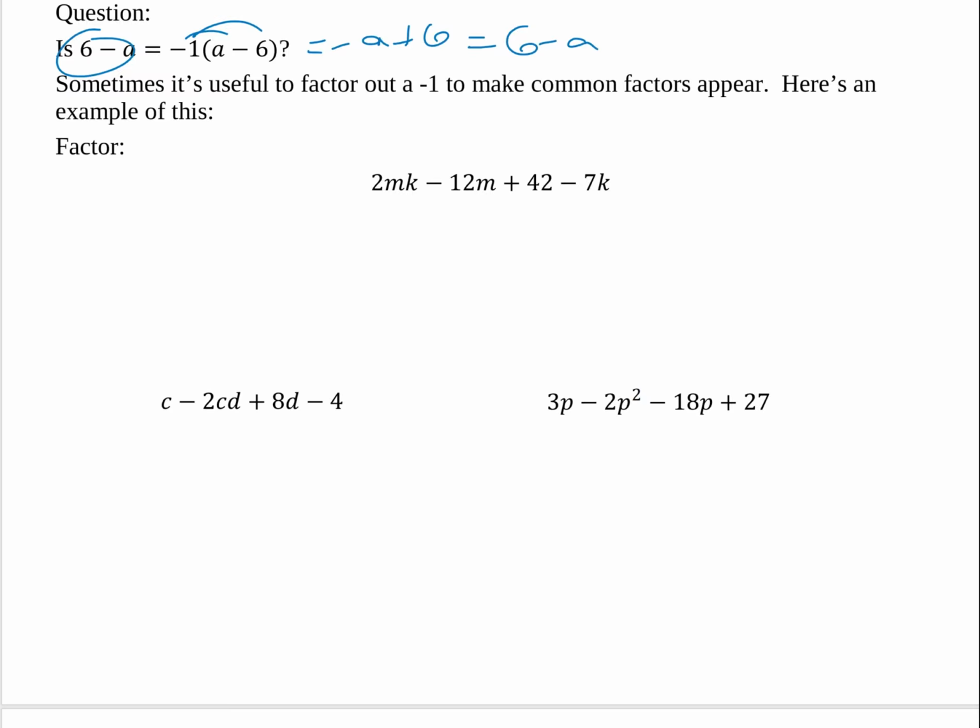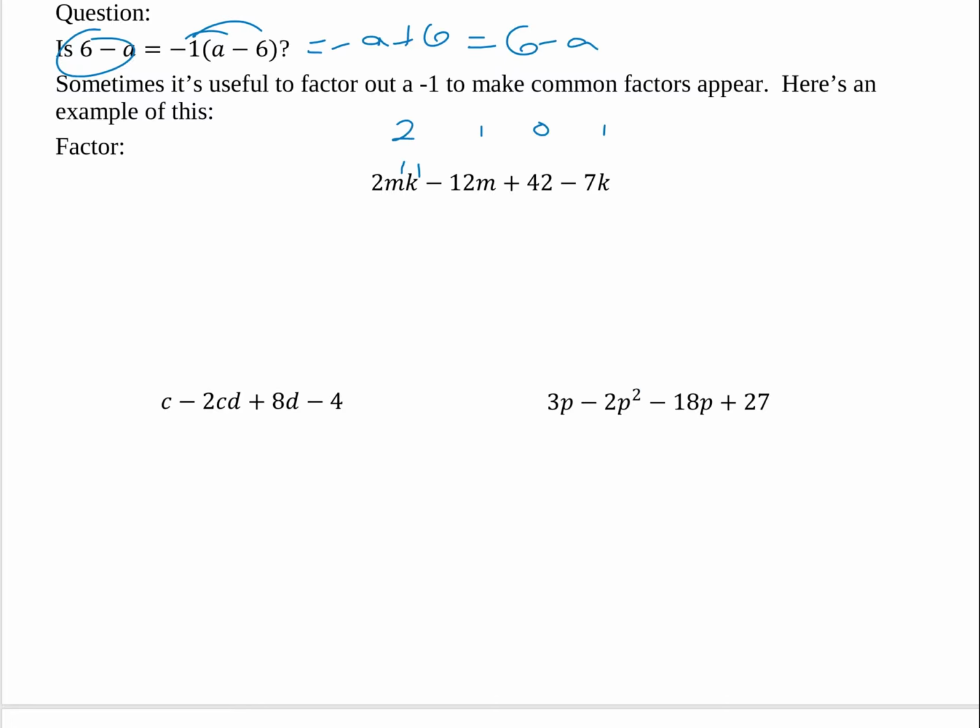2mk. How come? Because there's an exponent of 1 there and an exponent of 1 there, and the degree of the term, you add the 1 plus 1 and you get a degree of 2. Okay, so we have a degree of 2 on this guy. What about the minus 12m? What's the degree of that one? 1. What about the 42? What's the degree of that one? 0. What about that minus 7k? What's the degree of that one?